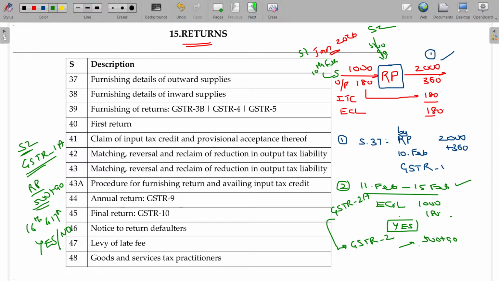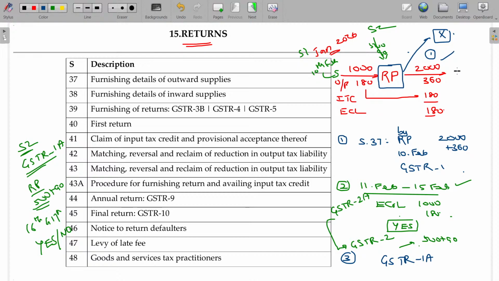Okay. Third. Now, what is the third step? I might have supplied to some third party, probably X. This fellow, I missed to record here. No, this fellow might have updated. Where will this be available? In my GSTR 1A.